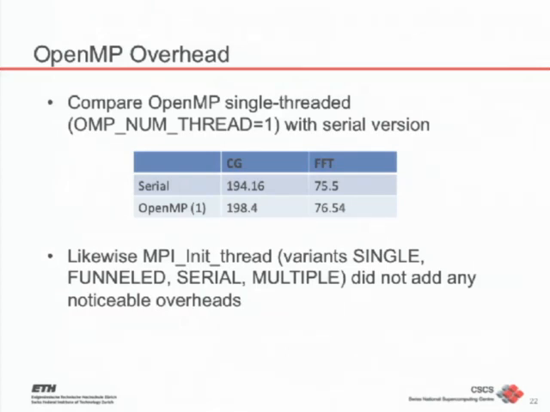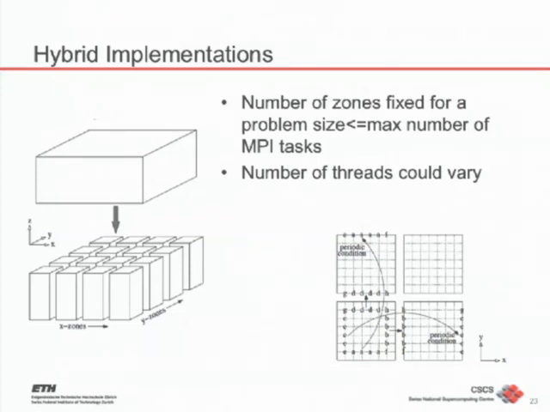And using MPI, similarly, there was very little noticeable overhead in this particular case for using single, funneled, serial, multiple. But that also depends on what your algorithm is, how much communication characteristics there are. Another aspect is the number of zones for a problem size. It may be limited how you do your distribution and how many MPI tasks you can have, and then you may be able to vary the number of threads.